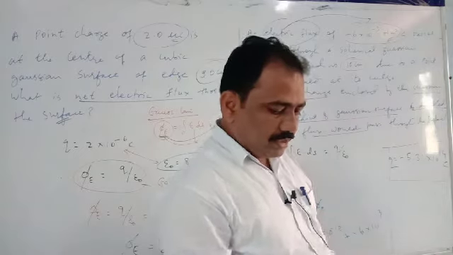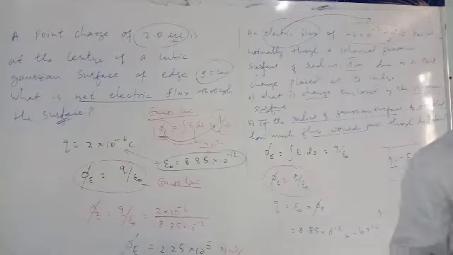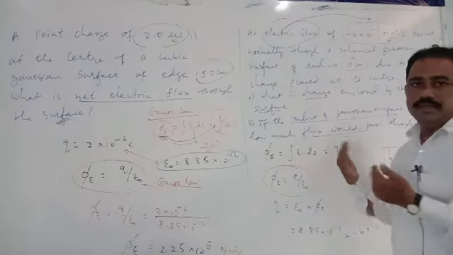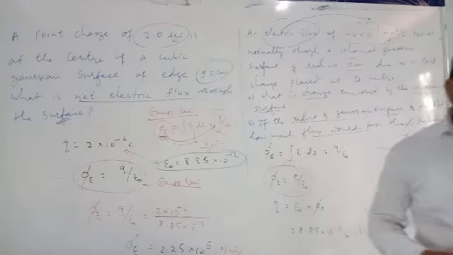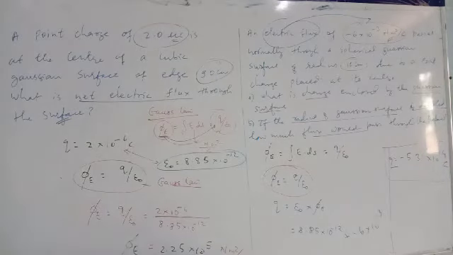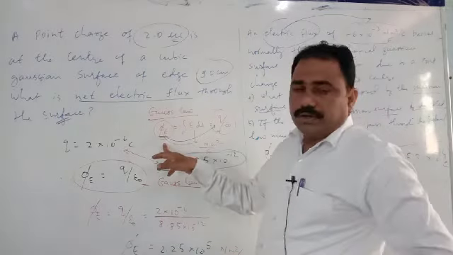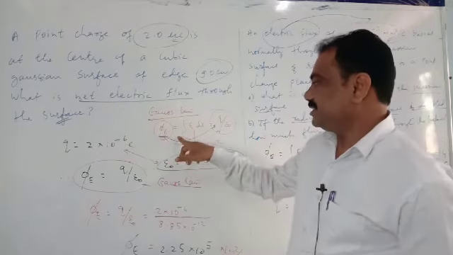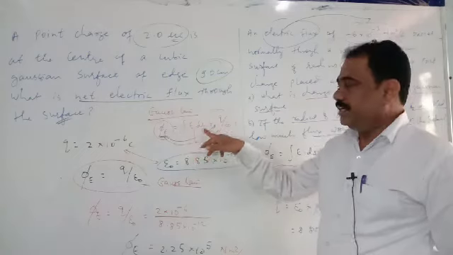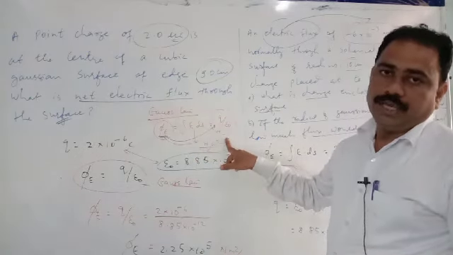I think the concept will be clear, that is, what Gauss law is and how we can apply that Gauss law in the given applications. What is Gauss law? You should remember this formula. The Gauss law: total electric flux is equal to integration of E·dS, and integration of E·dS is exactly equal to Q by epsilon naught.